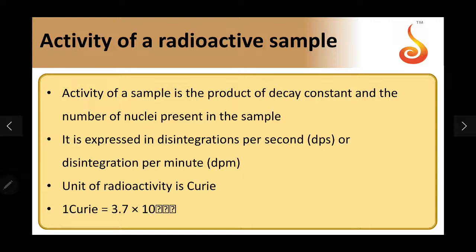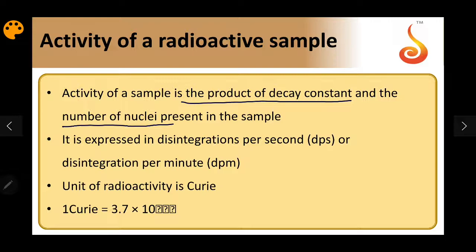Activity of a radioactive sample. So how do we define the activity of a radioactive sample? Activity is nothing but the product of the decay constant, just like the rate constant for a chemical reaction, and instead of taking the concentration here, we take the number of nuclei.